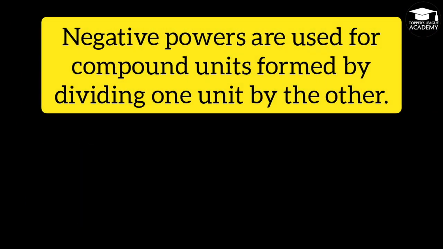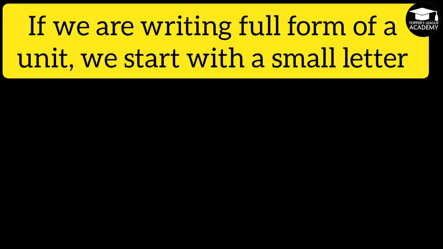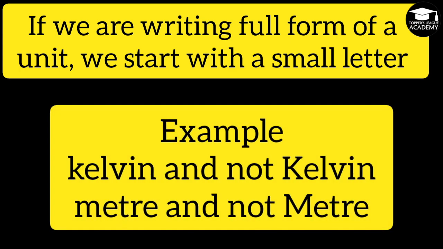Negative powers are used for compound units formed by dividing one unit by the other. For example, the unit of speed is meter per second. It is expressed as m s raised to minus 1. If we are writing the full form of a unit, we start with a small letter. For example, kelvin with a small k and not Kelvin with a capital K. Meter with a small m and not meter with a capital M.